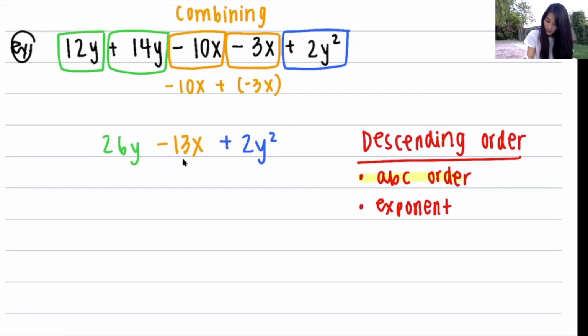So again, take the sign with it. This is a negative 13. So I'm going to go ahead and put negative 13x. All right. ABC order is X, and then Y comes next. All right. Notice here you have two Y's. You have a 26y and a 2y squared. So you actually have two Y's here, here and here.